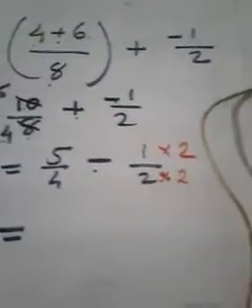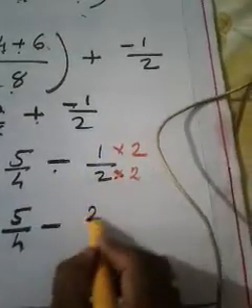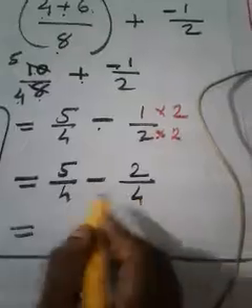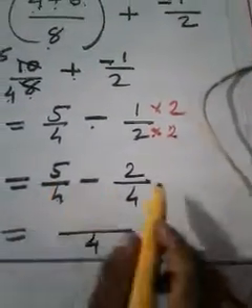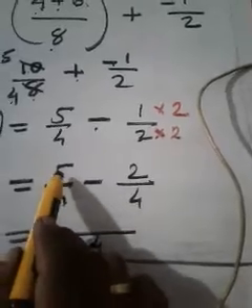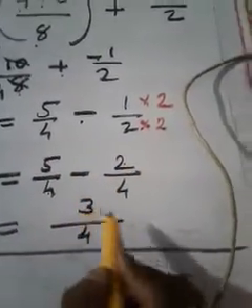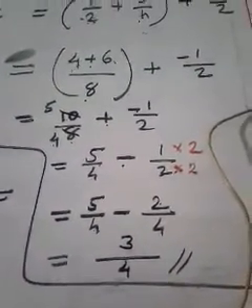You may have understood. Now just see, it becomes 5 by 4 minus, what is 1 into 2? 2. What is 2 into 2? 4. Now the denominator is the same. Since the denominator came the same, just write that, and operate on the numerator. What is 5 minus 2? 3. So we got the answer as 3 by 4. You may have understood.